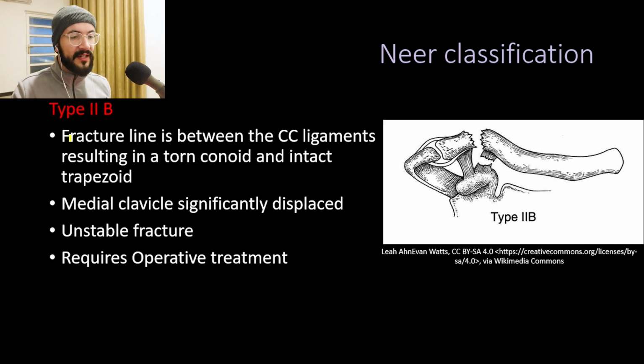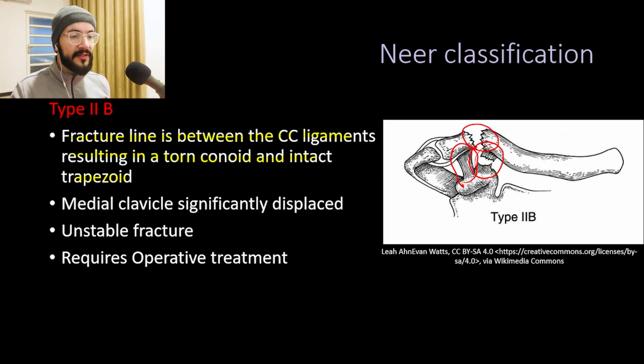Now let's talk about the type 2B. So the fracture line in type 2B is between the coracoclavicular ligaments, resulting in a torn conoid and intact trapezoid. So this time, the fracture line is between the coracoclavicular ligaments. Here we have the conoid, and here we have the trapezoid. And since the fracture line is between them, this will lead to one of them being torn, which is the medial one, which is the conoid, and the trapezoid is still intact.